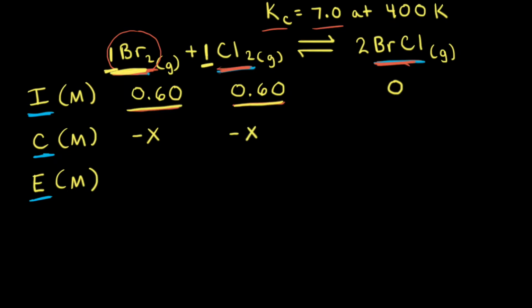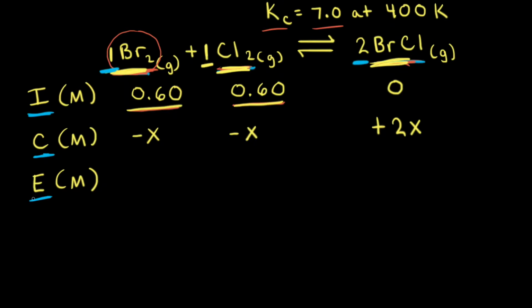When Br2 and Cl2 react together, we lose our reactants, and that means we're going to gain some of our products. To figure out how much, we need to look at mole ratios. So the mole ratio of bromine to BrCl is 1-to-2. Therefore, if we're losing X for Br2, we must be gaining 2X for BrCl. So I can go ahead and write plus 2X under BrCl.